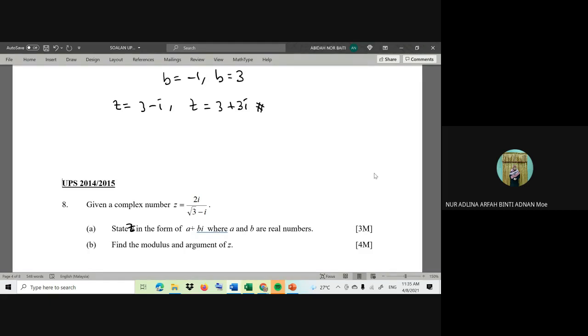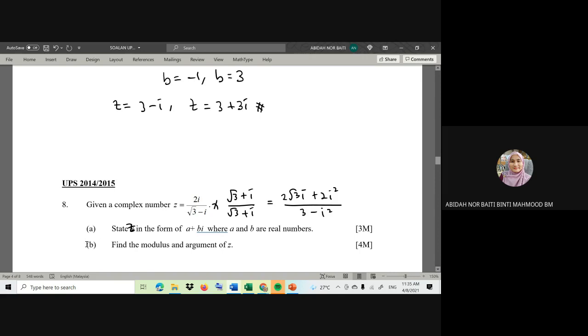Multiply darab denominator dulu dengan denominator conjugate. Yes, multiply by its conjugate of denominator. Okay, we change the sign of imaginary, sebab dia bentuk fraction kan. And then we multiply lah numerator times numerator. Numerator ni dapat apa? 3i plus 2i squared kan, your numerator. And your denominator we get 3 minus I squared. Okay, 3 minus I squared.